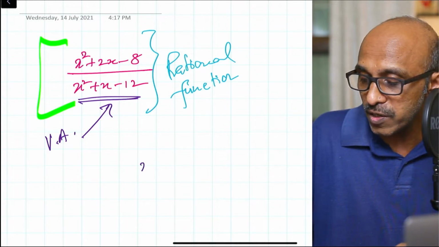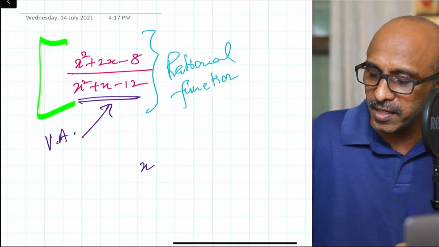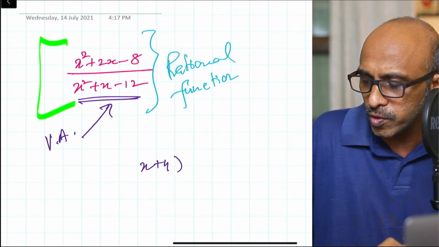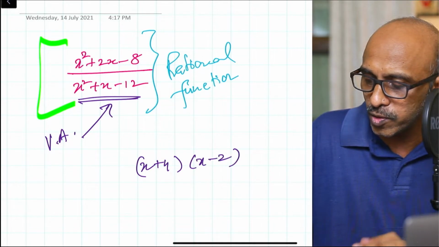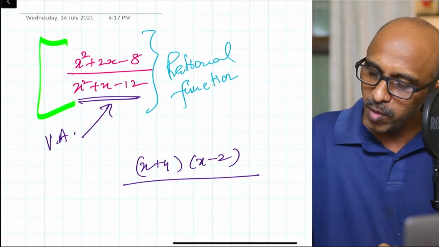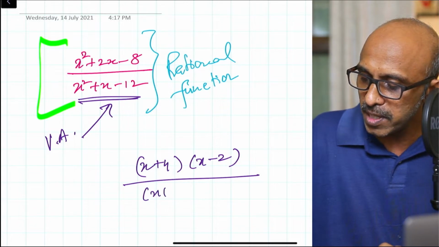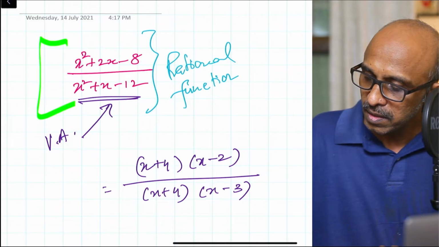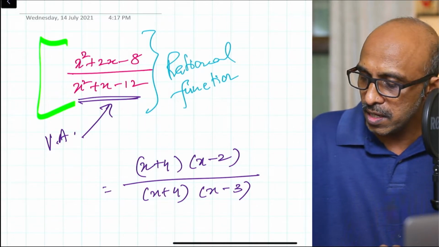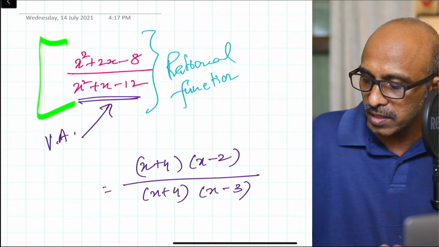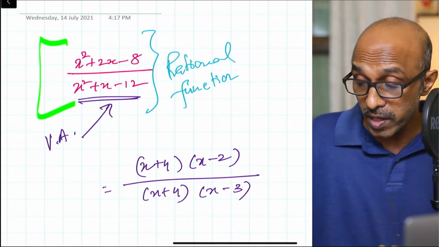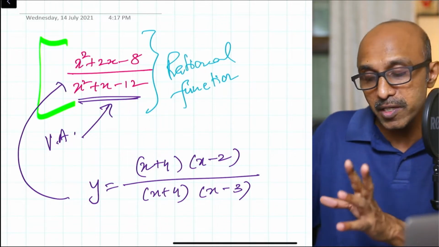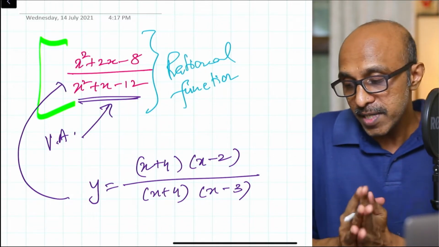So if we were to factorize the numerator, we should get x squared plus 2x minus 8 as 4 and 2, x plus 4, x minus 2. That should be the numerator. And the denominator should be 4 and 3, x plus 4, x minus 3. Am I correct? 4x minus 2x is, yeah, that's good. 4x minus 3x is, that's also correct. So in the factored form, the same function can be written as x plus 4 times x minus 2 divided by x plus 4 times x minus 3.